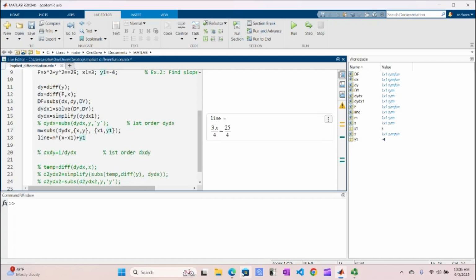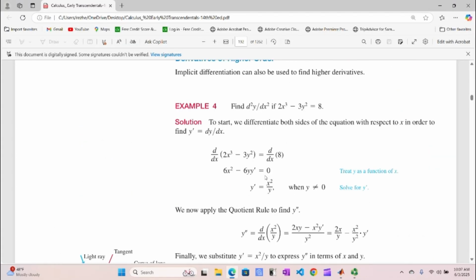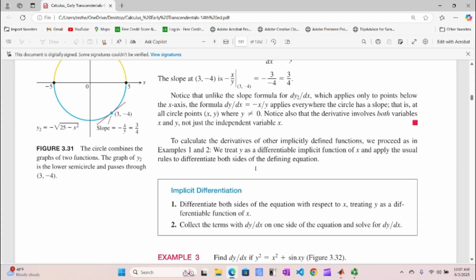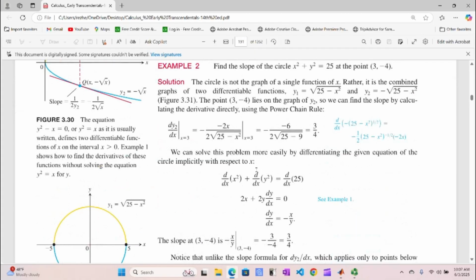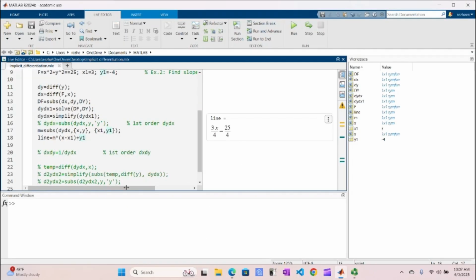All right, and let's see if the book did get that. They don't have the equation of a line here in the book. If I go to example 2, they get the slope is 3/4. So they only solve for the slope, and that's what we got. So if I put a semicolon here and run it again, we should get 3/4. m is 3/4. Good.